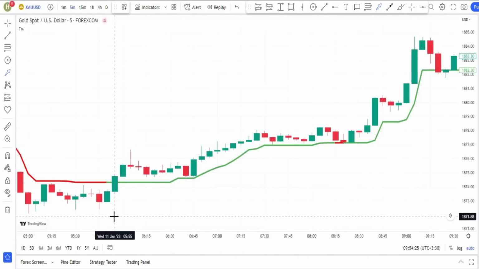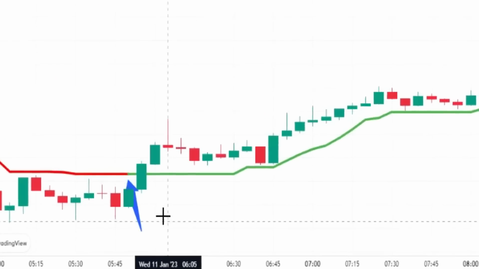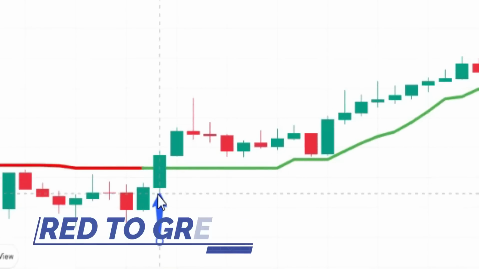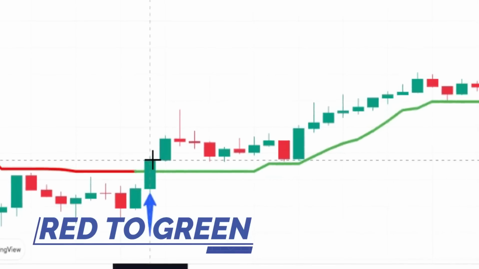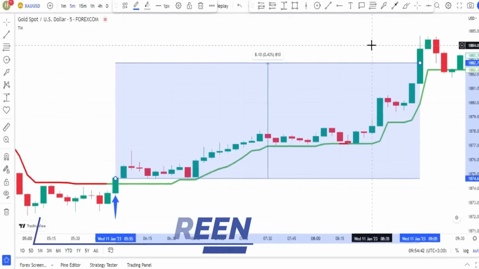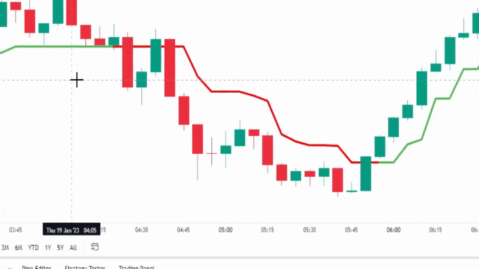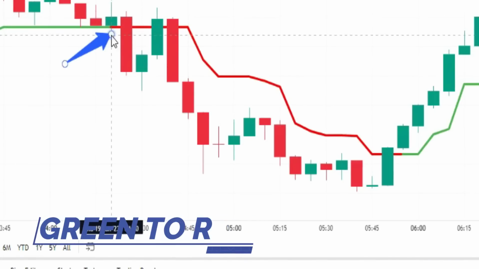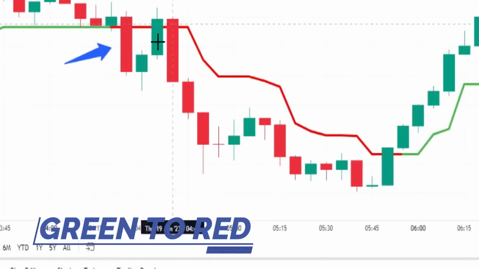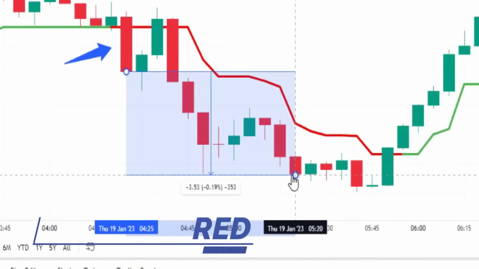To enter a long trade, the Trend Magic indicator would have to switch from red to green. And to enter a short trade, the Magic Trend indicator would need to switch from green to red. Now let's look at a few examples in the gold chart and a 5-minute time frame.